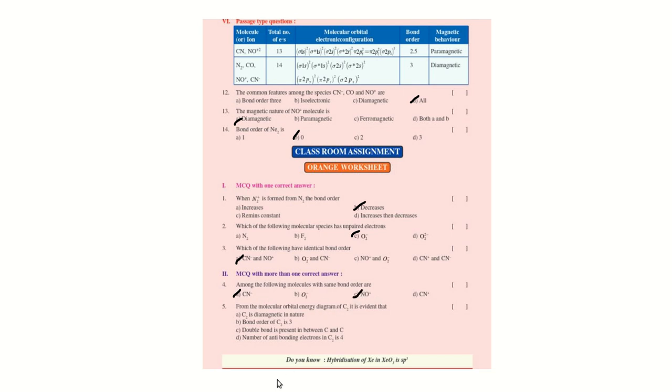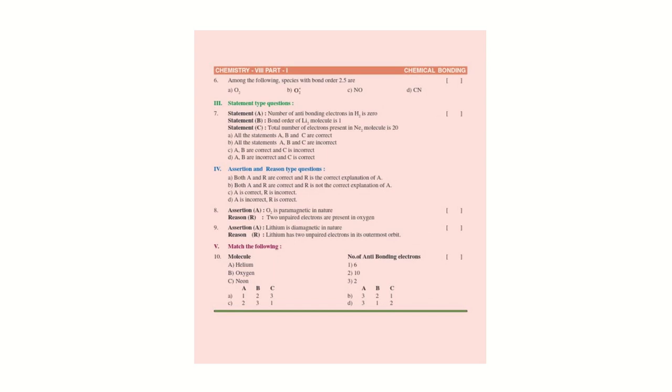Next, from the molecular orbital theory energy diagram of C2, it is evident too. So this you have to do, it's homework for you. The answer is A, C and D, that answer I can tell you. Then looking at the next slide and the last pick: among the following species with bond order 2.5, you have to find which species; it is B, C and D.